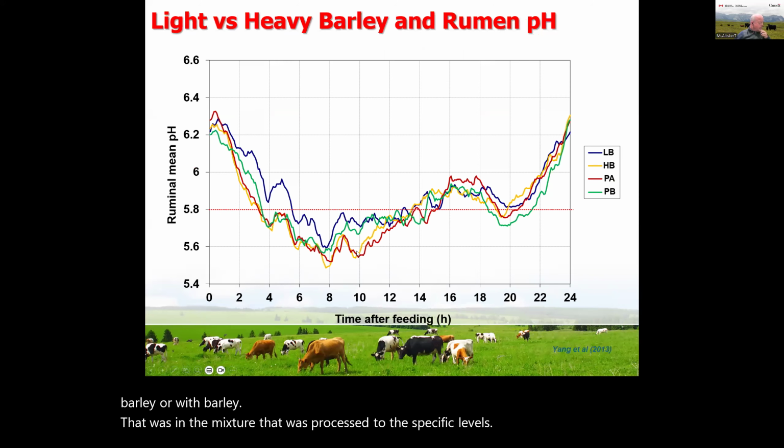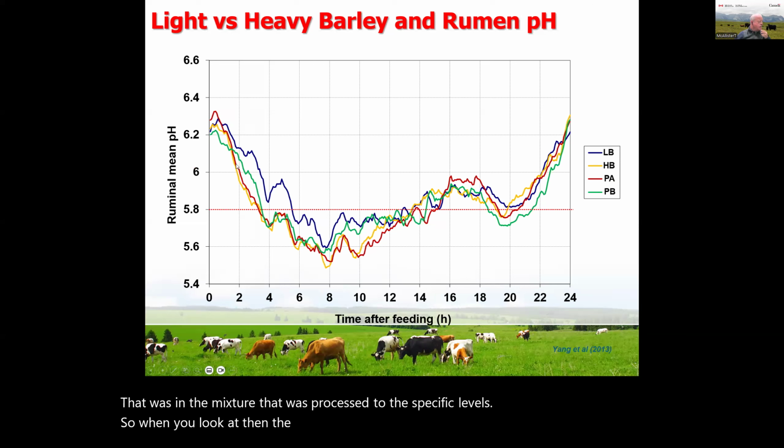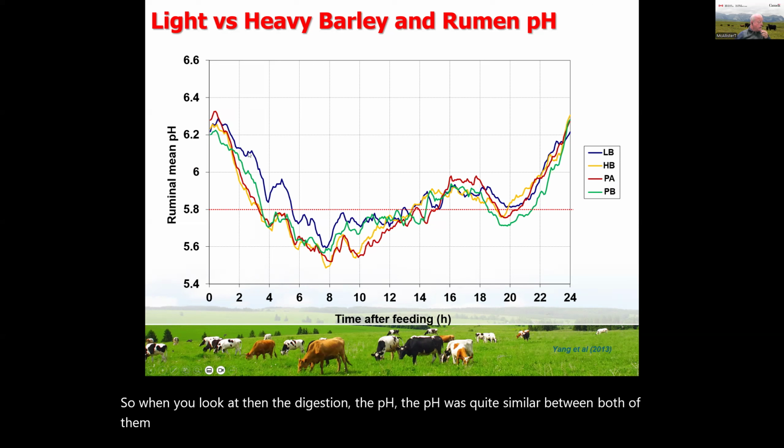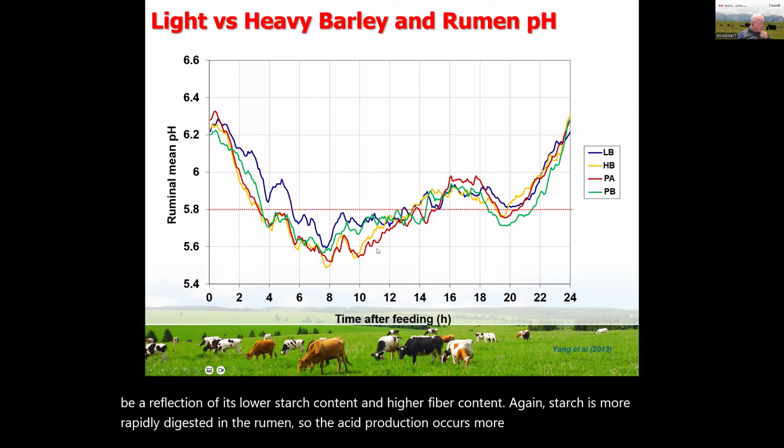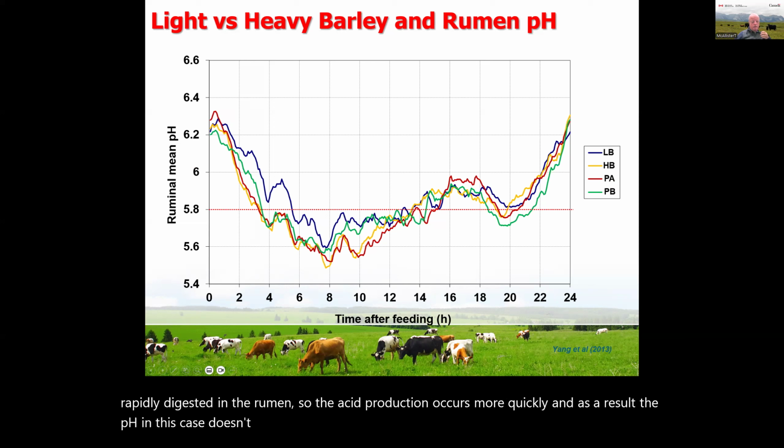So when you look at then the digestion, the pH was quite similar between both of them. It didn't tend to decline quite as rapidly with the lightweight barley. So that would just be a reflection of its lower starch content and higher fiber content. Again, starch is more rapidly digested in the rumen, so the acid production occurs more quickly, and as a result, the pH in this case doesn't decline as quickly because of the lower starch content of the lightweight barley.